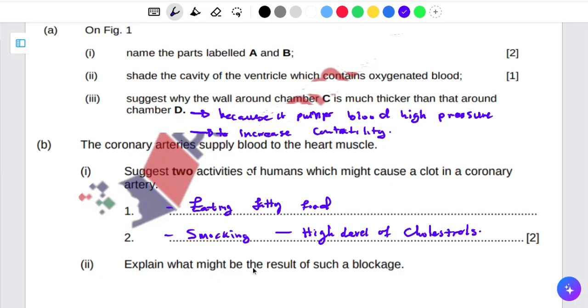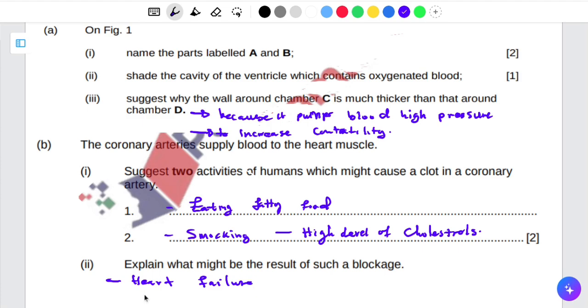Then explain what might be the result of such a blockage. What is the result? When there's a blockage, the heart is not receiving oxygenated blood. Even though we know that the heart pumps oxygenated blood to all parts of the body, it also needs oxygen itself to function well. So if there is a clot or blockage of the coronary arteries, the heart is not receiving oxygenated blood, and as a result there will be heart failure.